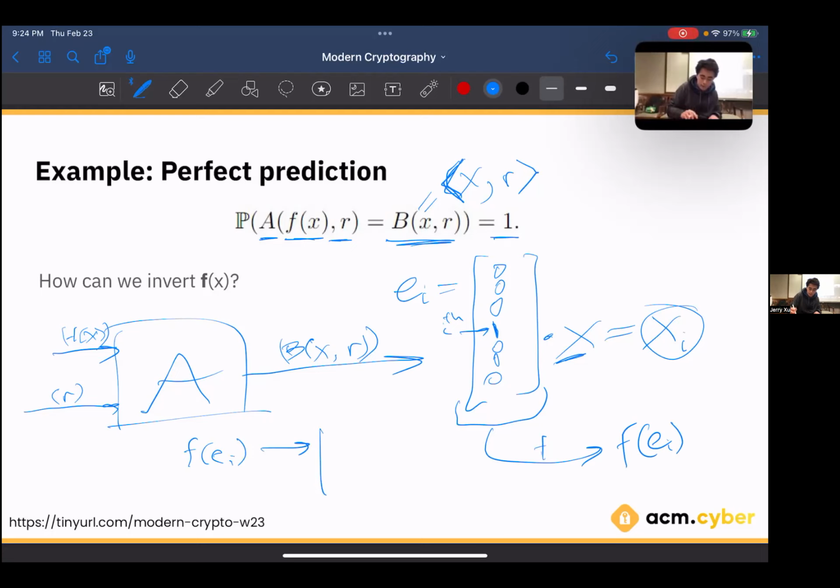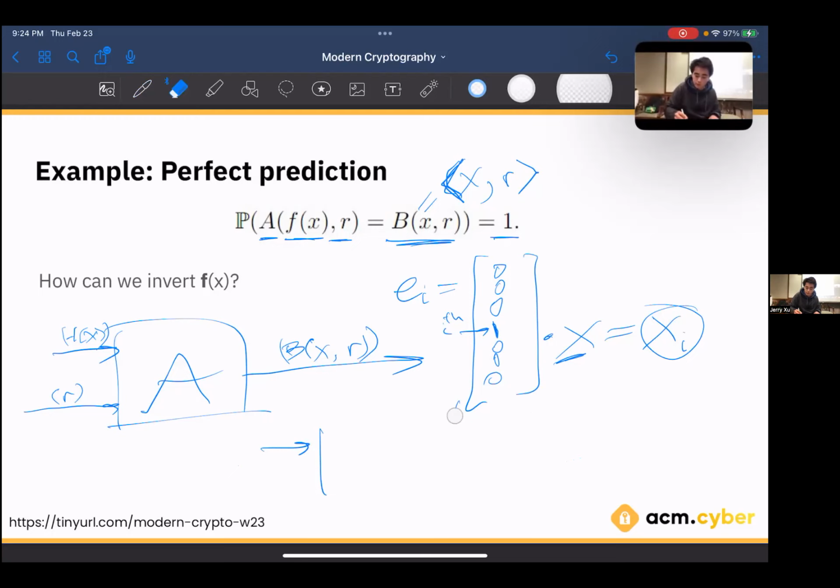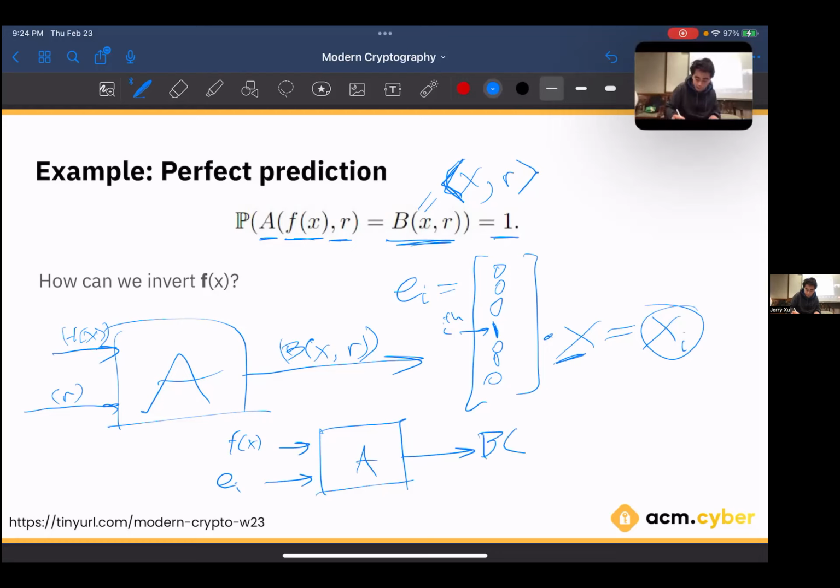Oh, wait, just kidding. Terrible mistake. So we want to invert it on x, right? So we've been given some f of x, right? So we're going to pass that in. And then we're going to pass the standard basis vector e sub i in, right? And our adversary with 100% accuracy is going to spit out the hardcore bit of x and e sub i, which is just x sub i, right?